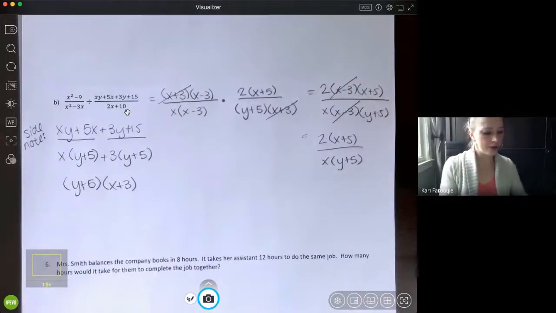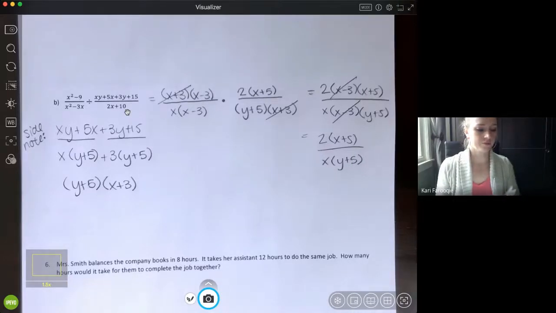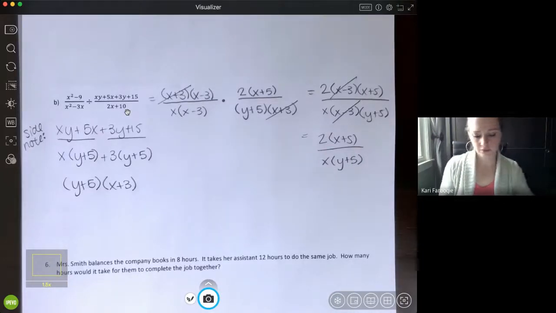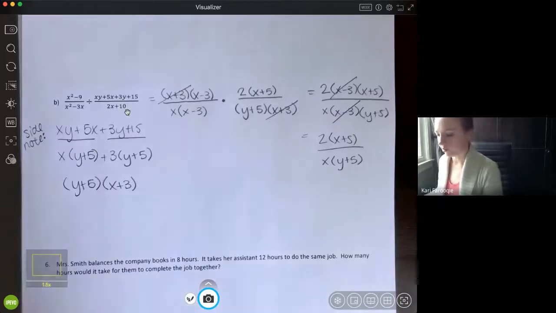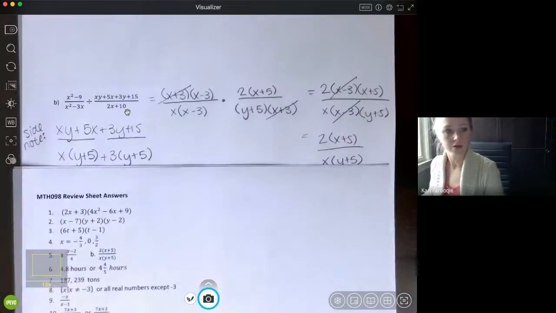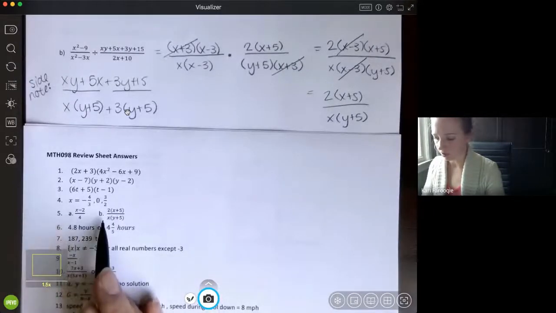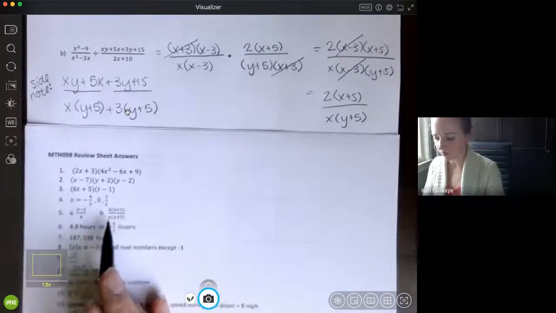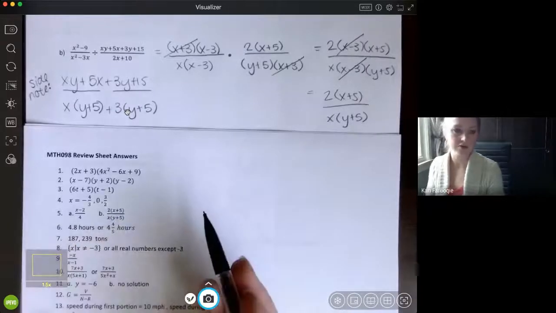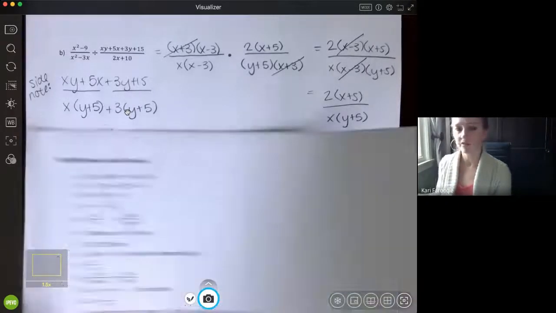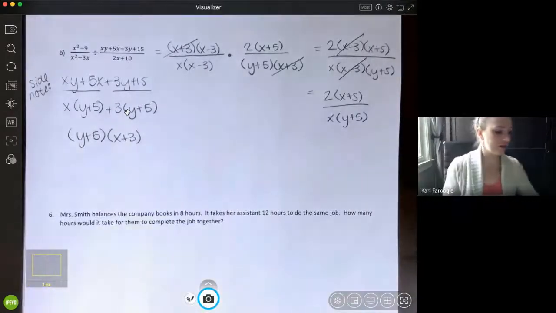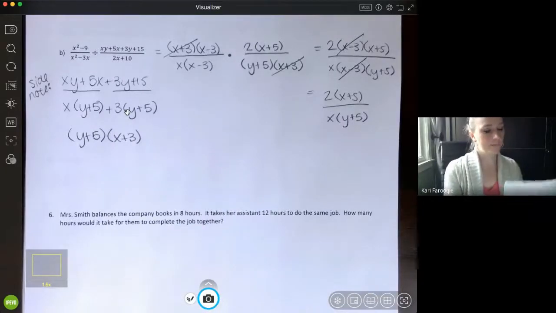And then you can go back to your key. I'll put this on the screen. What is this, 5b? And you can verify that your answer is correct. Here we got number 5B, you have 2 times x plus 5 divided by x times y plus 5. So you can always check these. This is the last page in the document that I posted for you on D2L.